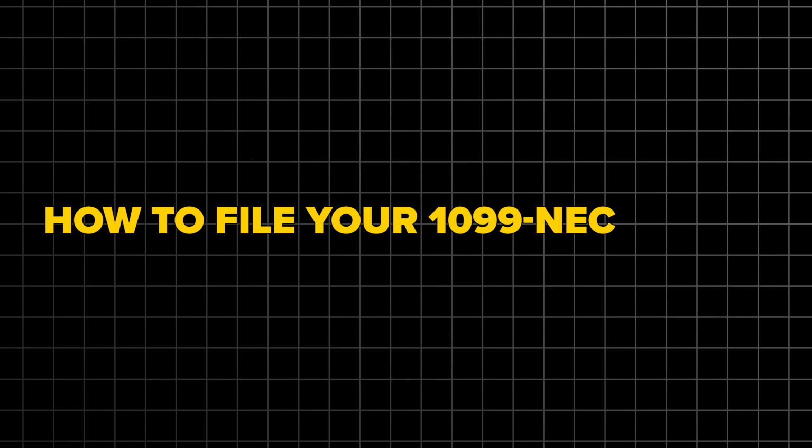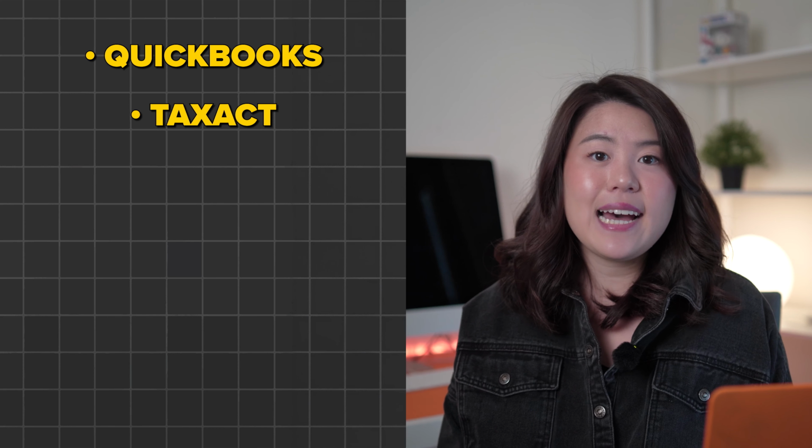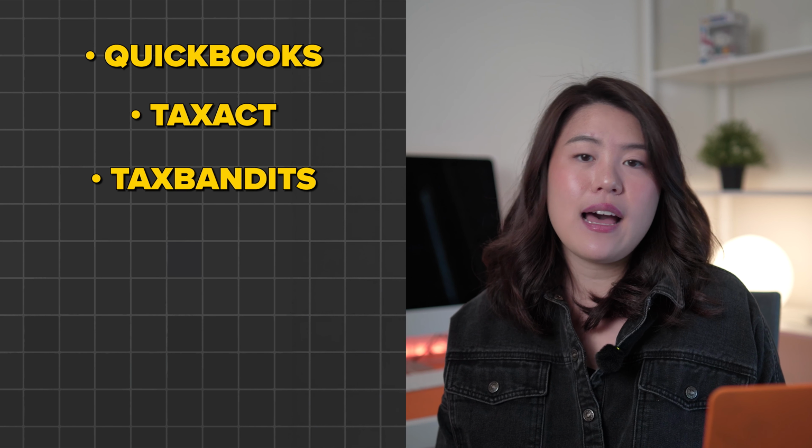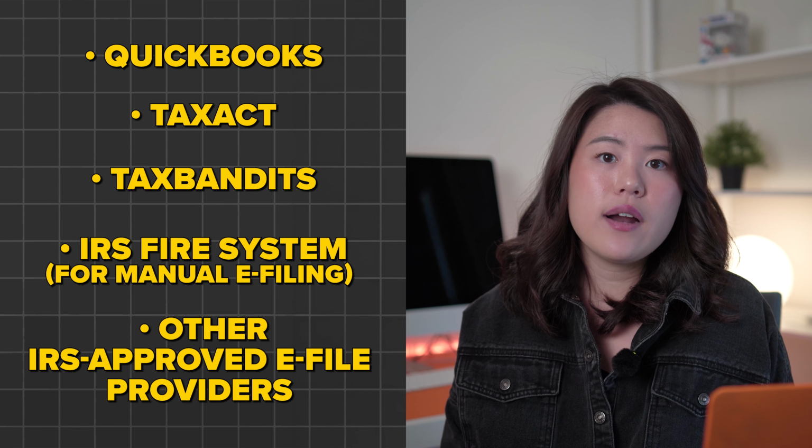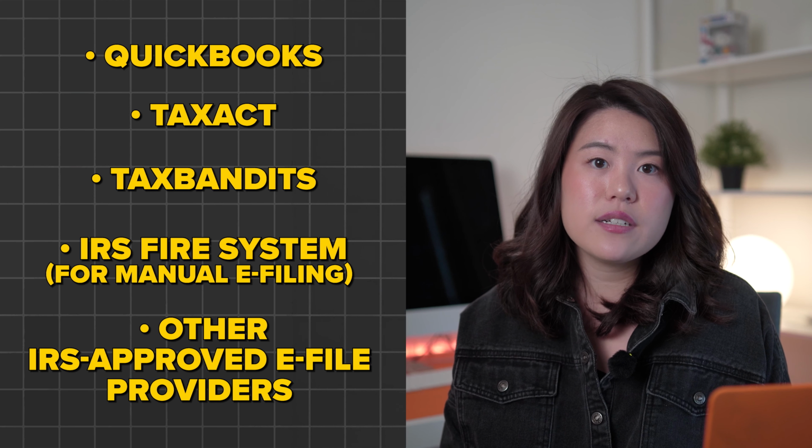How to file your 1099 NEC. You can file electronically using tools such as QuickBooks, Tax Act, Tax Bandits, IRS FIRE System for manual e-filing, or other IRS-approved e-file providers. E-filing is strongly recommended because it reduces errors, prevents mismatched information, speeds up IRS processing, and ensures your forms are time-stamped and compliant.